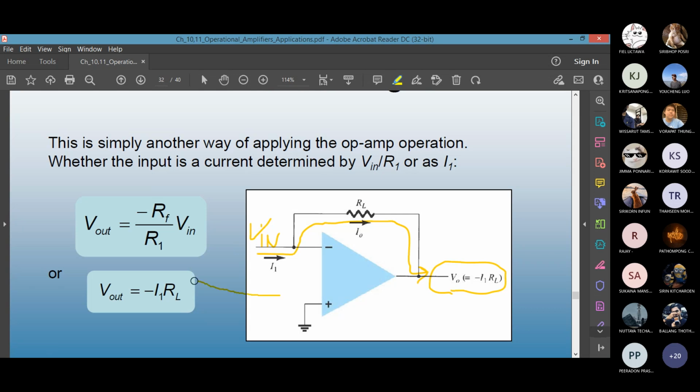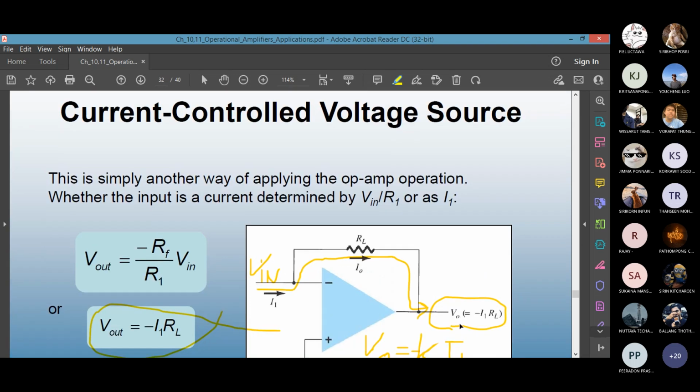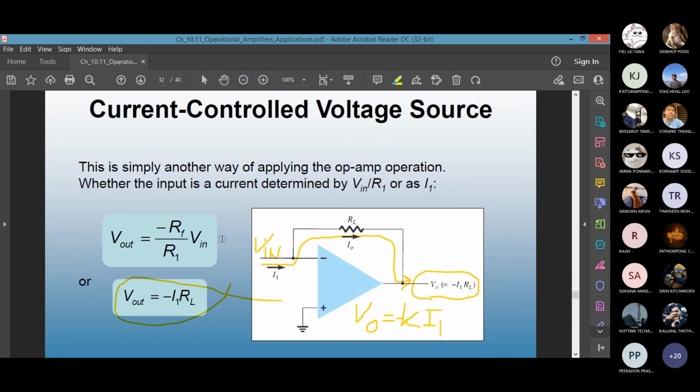So if you see this equation, I can rearrange, V out equals K, or I can say minus K, times what? I1? Yes, this form. Output voltage is a function of an input current. It has become a current controlled voltage source. Any question?